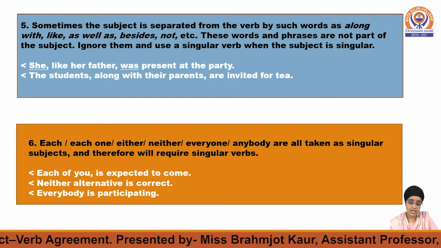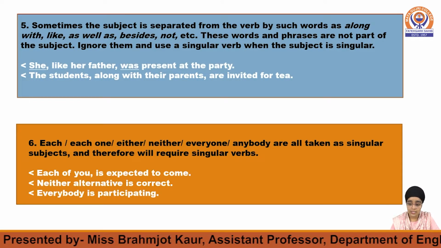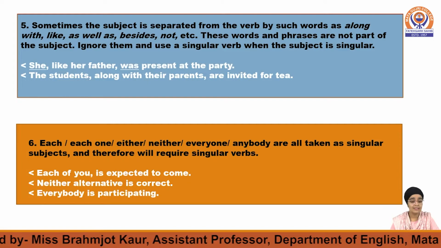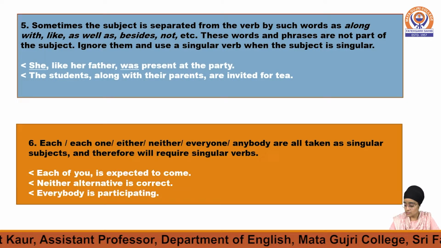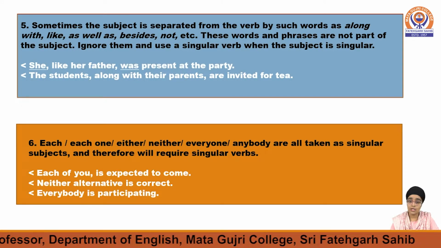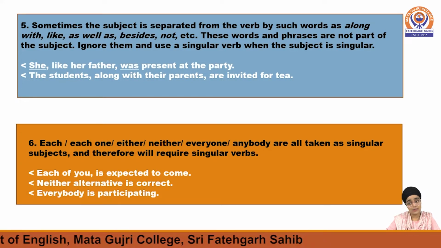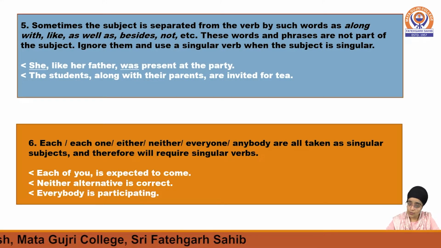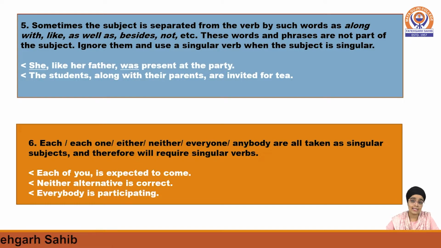Fifth, sometimes the subject is separated from the verb by words like along with, like, as well as, besides, not, etc. Now these words and phrases are not part of the subject. You need to ignore them and you just need to think about the subject. If the subject is singular, take the singular verb. If the subject is plural, take the plural verb. These are just subordinate clauses added to the subject, but they are not part of the subject.